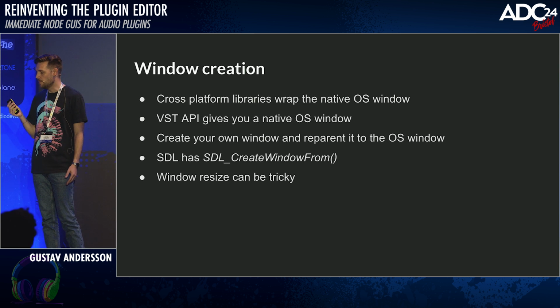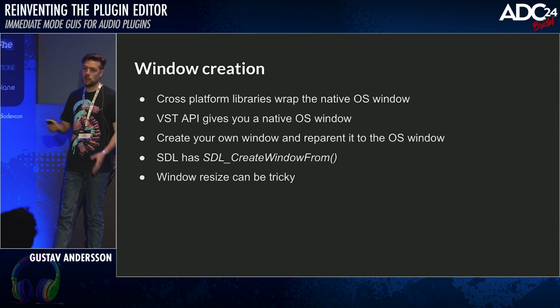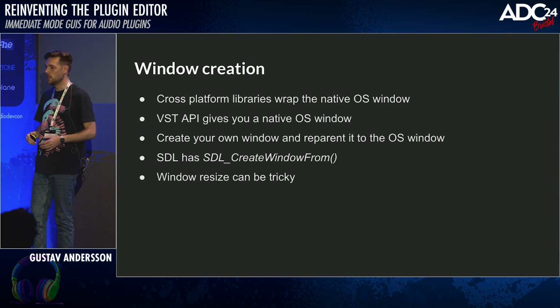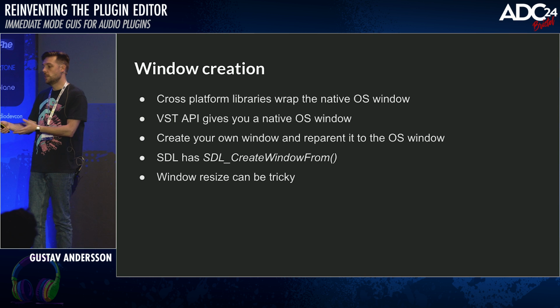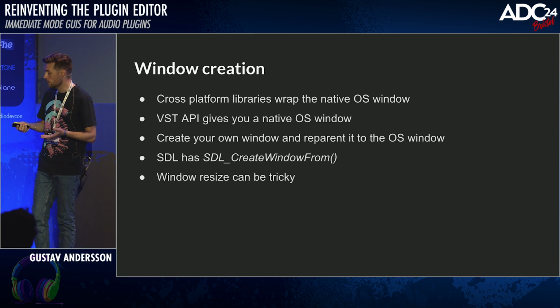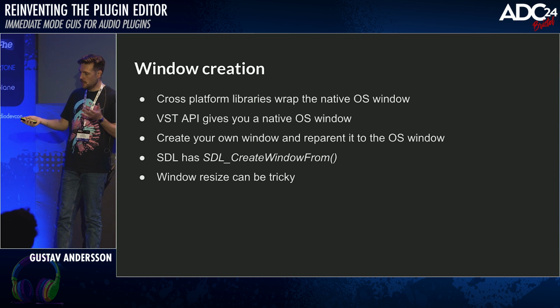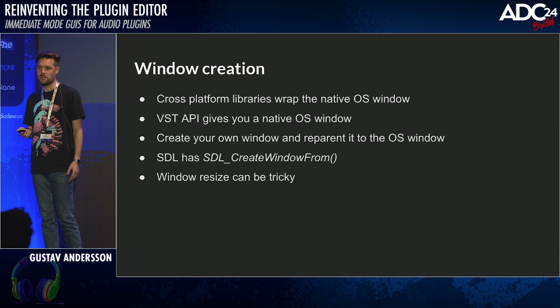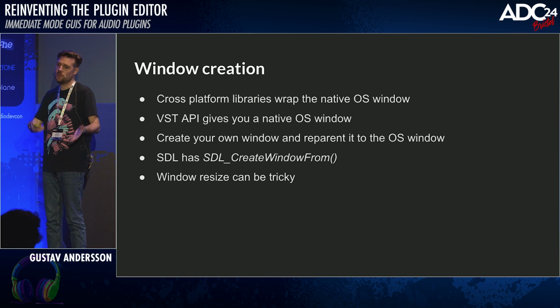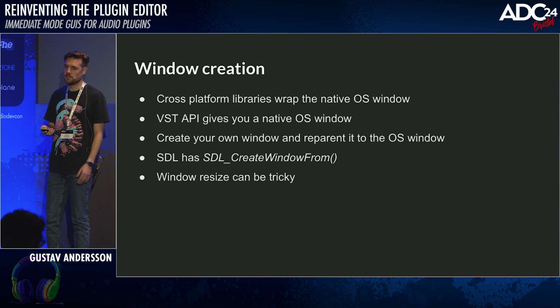The third issue is that typically if you use a cross-platform library like SDL or GLFW, they wrap the window creation. So you call create window and they give you an SDL window, which is a struct, but deep down there's a link to a native OS window. But the way most plugin APIs are constructed is that they want the host to create the window for you. So you get a reference or a pointer to a native OS window. And then you end up in a bit of a situation, because I wanted a GLFW window, but I only got a Windows native window.